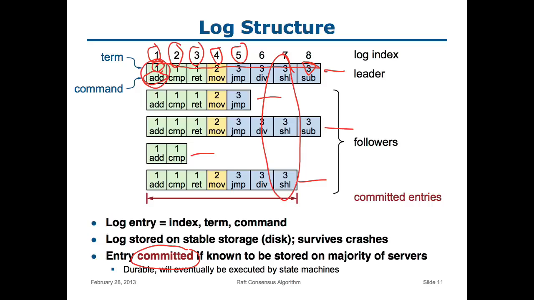So in this picture, entry 7 is committed. In fact, all entries preceding entry 7 are committed, but entry 8 is not yet committed since it's only stored on 2 of the 5 servers. Now, I just want to warn you, I'm going to modify this definition of commitment slightly when we get to the part of the talk on managing consistency of logs across server changes.